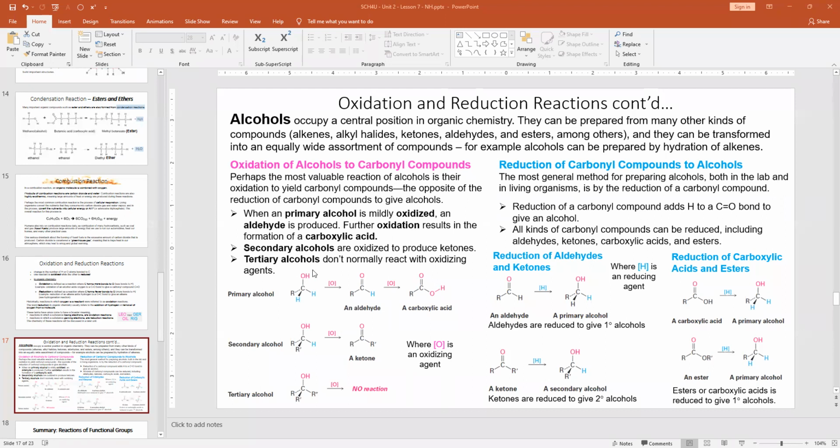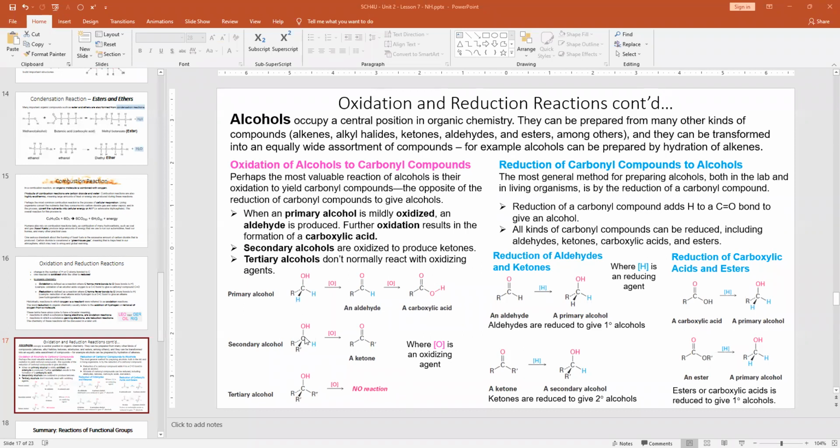So when you have a primary alcohol, and if you remember from our earlier lecture, primary alcohols are alcohols where the carbon that the OH group, the hydroxy group, is bound to is only bound to one other carbon group. In this case, this is that carbon and it's bound to one other carbon. This R is the rest of the hydrocarbon chain. So this makes this a primary alcohol, if you remember.